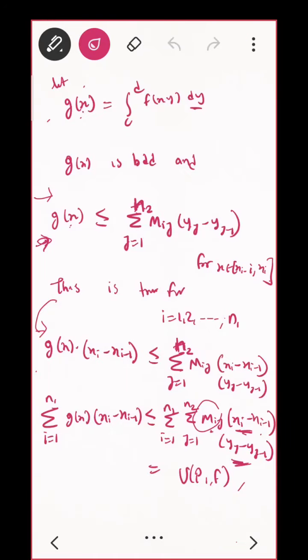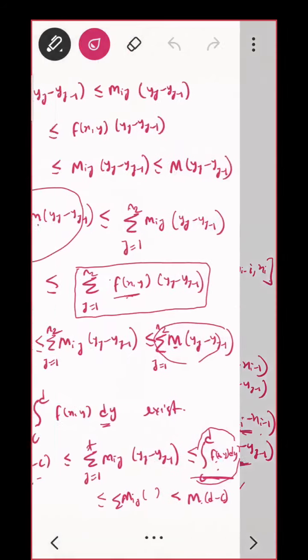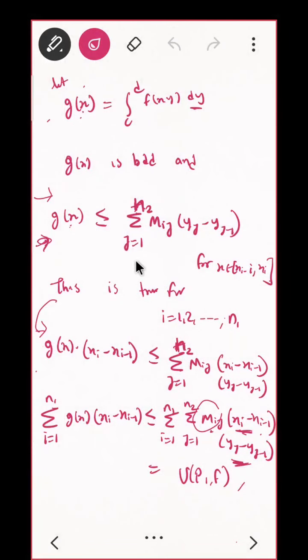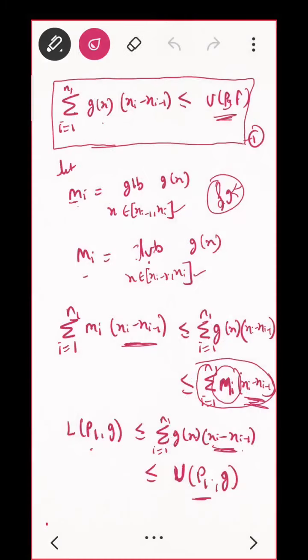Later on, we start with: let g of x equal c to d f of x y dy. G of x is bounded, and we started with the next term, that is this term and this term, that is g of x is less than or equal to the summation over j equal to 1 to n2. Then just multiply with xi minus 1 on both sides. This side it will become UPf, and this side it will be the summation of g x times xi minus 1.